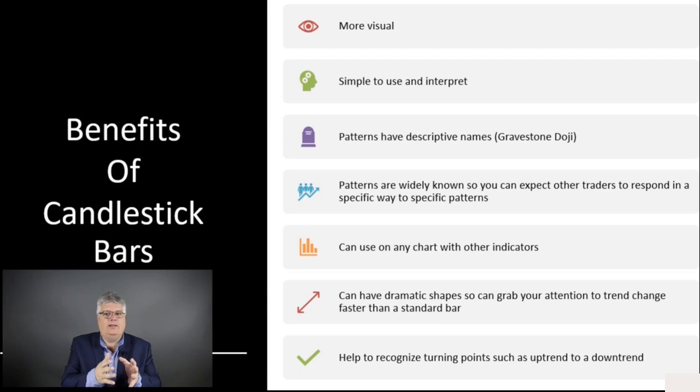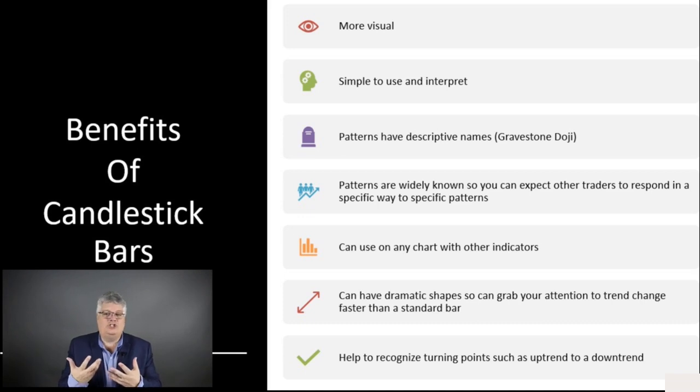If everybody sees something like, let's say, a gravestone doji, which again we'll learn about, and then people are going to react in a certain way, well, that helps us as traders to see which way the market sentiment is, which way things might be going, and we can trade on that too. So things where patterns work together with a large group of people is a good thing. And you can use it on any chart, candlesticks that is, and you can use it with other indicators, which is really powerful too. So you can use the candlestick, and you can use other indicators like a moving average or other things that we'll learn in the course, and you use them to work together to give you more strength around your decision-making process. So candlesticks really help that way.